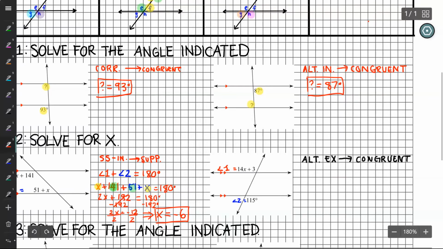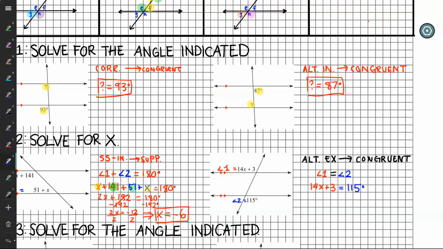So instead of adding them and setting them equal to 180, I'm going to set them equal to each other. So angle 1 equals angle 2. And then I'm going to plug in my information. So I have 14x plus 3 equals 115 degrees. And I have a two-step equation again.